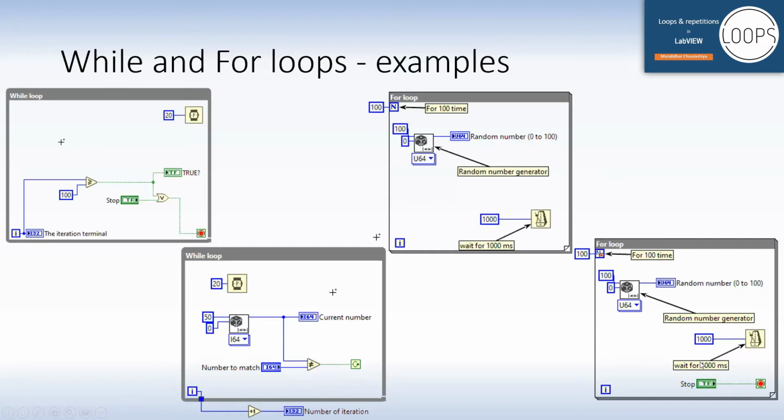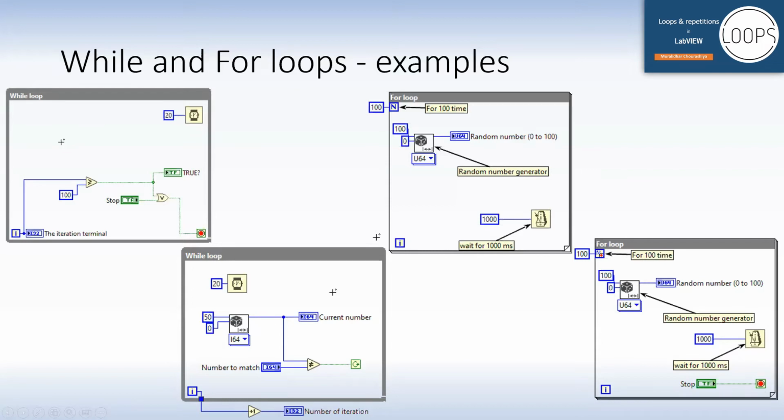If I want to stop it in between, I use this conditional terminal. I right click on its edge and ask to put a conditional terminal inside this for loop. It will appear here. Then we can connect a stop button to it, so that if I want to stop before 100 seconds, I can click it here and the program will stop.